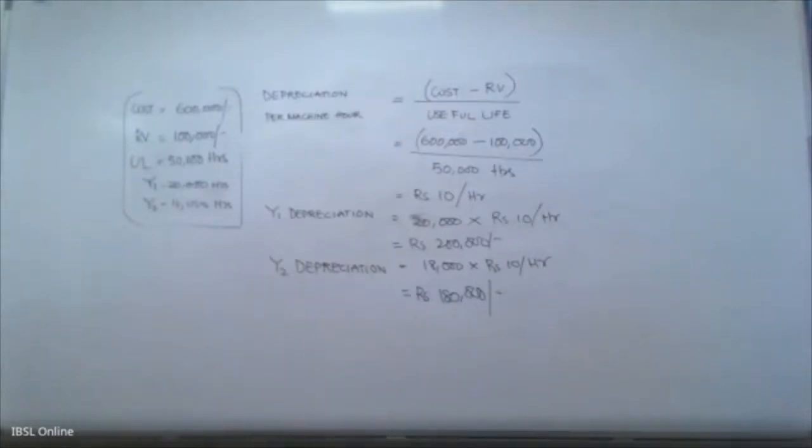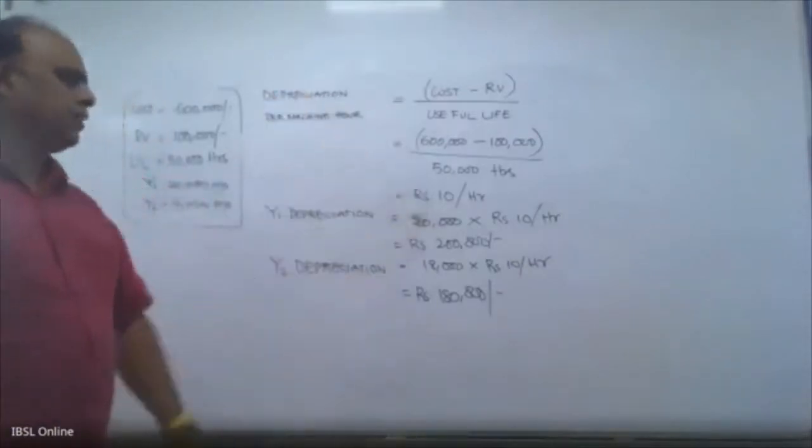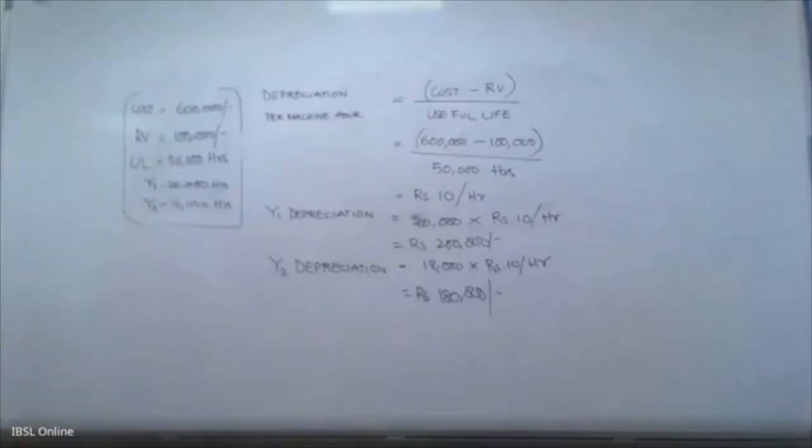Right? Is that understood, the machine hour rate method? Because that is very straightforward, but you need to understand the logic, how to calculate the depreciation per machine hour and the rest of it. Okay? So that is all about depreciation, the methods, and how you calculate depreciation, right? Okay.